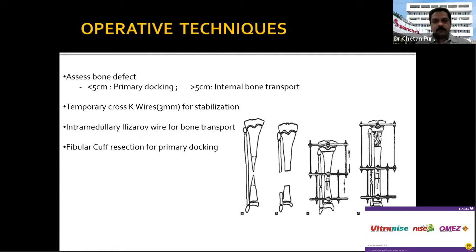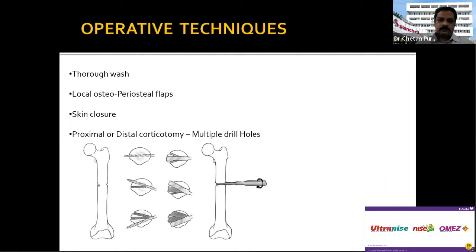So once you put those cross K wires or a plate, then you can go ahead and complete the external fixator assembly or fixation without worrying about any displacement of the bone ends. Of course, it goes without saying, after debridement, a thorough wash with either hydrogen peroxide, betadine, or normal saline is a must.